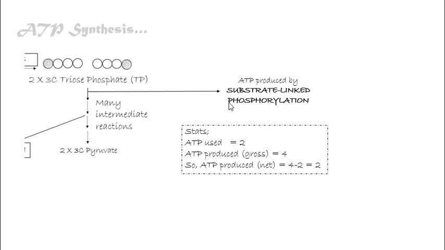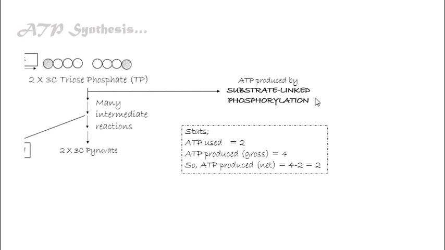Phosphorylation, as you know by now, is the addition of one or more phosphate groups to a compound. And in this case, to produce ATP, we are phosphorylating ADP or adenosine diphosphate. And this term substrate linked suggests that there is an involvement of a substrate to produce ATP. So to attach a phosphate group to adenosine diphosphate, we need energy.